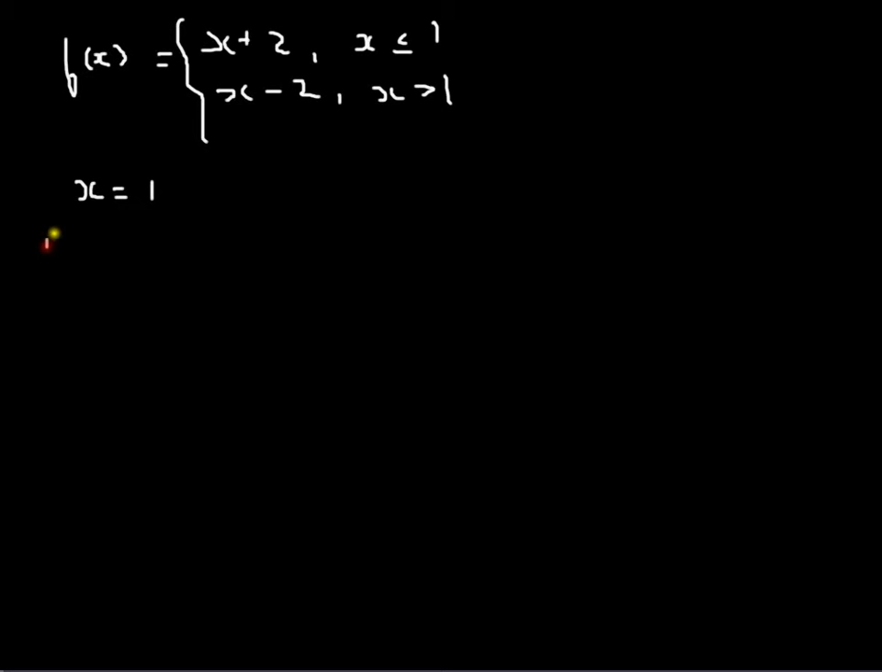Now the first step is finding the function f of 1. Put the value of 1. That'll be equal to how much? Now for x smaller or equal to 1, the value is x plus 2. So it'll be 1 plus 2, that is 3, right? So the value of f of 1 is 3.